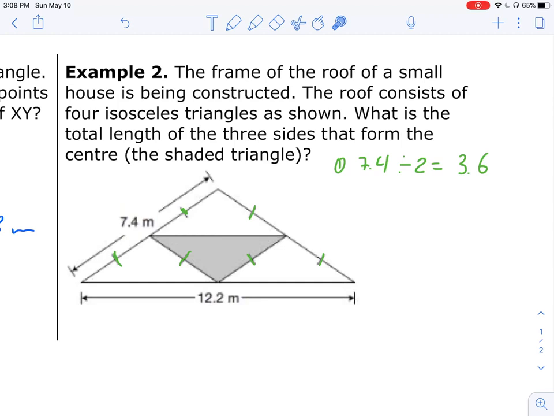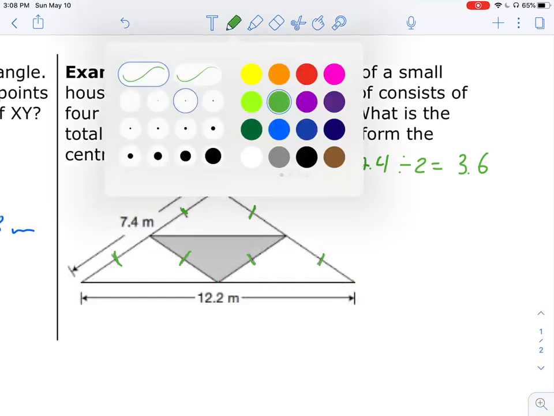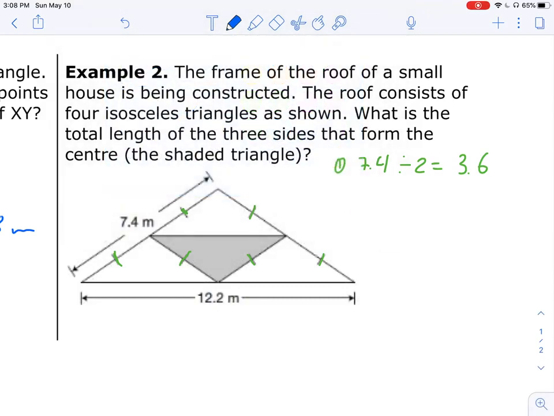Second step, the other piece of information we know is that the base of this big triangle is 12.2. So we need to determine the length from one end to the midpoint and from the other end to the midpoint, and we figure that out by dividing it by 2. So, blue here. Step number 2, I'm going to take 12.2, divide that by 2, and I'm going to get a value of 6.1. So that means 6.1 is this, and 6.1 is that as well.